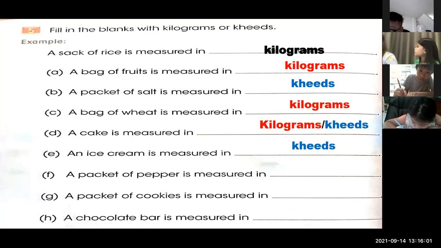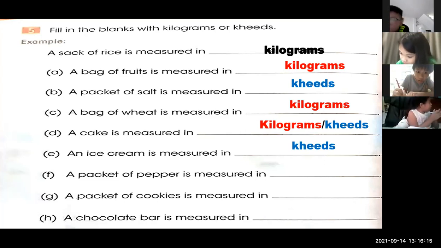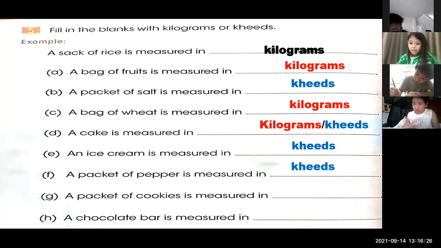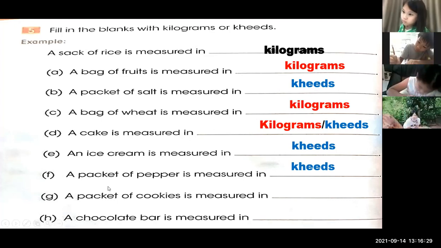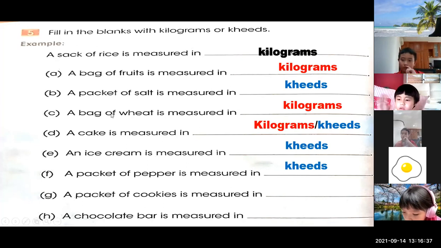Letter E, an ice cream. Kids only. An ice cream cone, so kids. But if you go to Makro, one box of ice cream is very big, maybe 3 kilograms, so we use kilograms. But most ice cream is in kid size. Letter F, a packet of pepper is measured in kids. How about a packet of cookies? Cookies, what do we use? Grape.